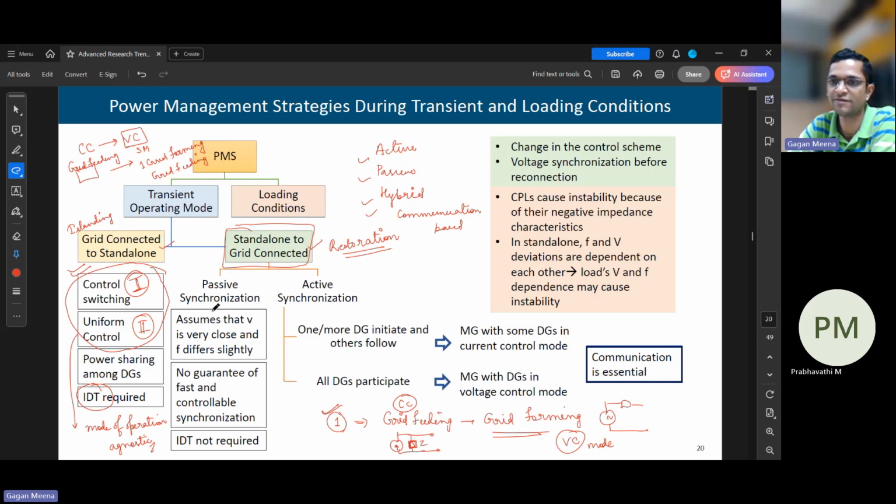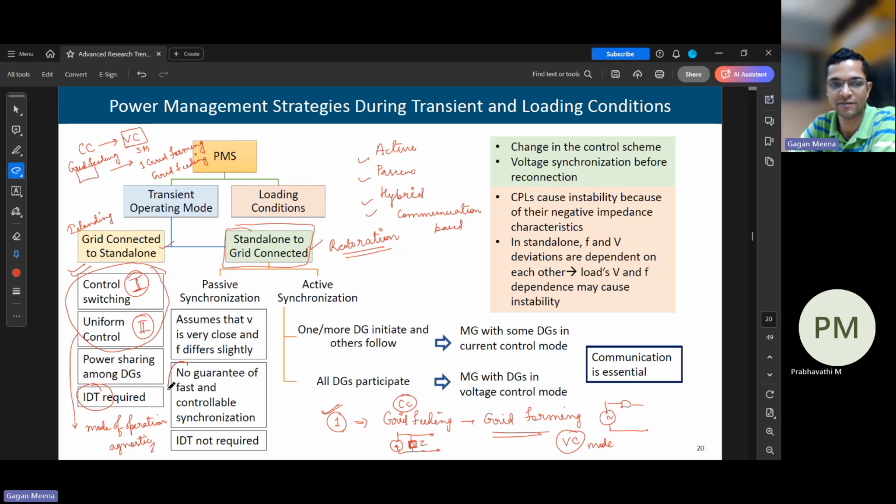So in passive synchronization, we keep on monitoring the voltage of the microgrid as well as the voltage of the main grid. Whenever the phase difference and magnitude between the two is very small, we simply connect it. Here it assumes that the voltage is very close and the frequency differs very slightly.